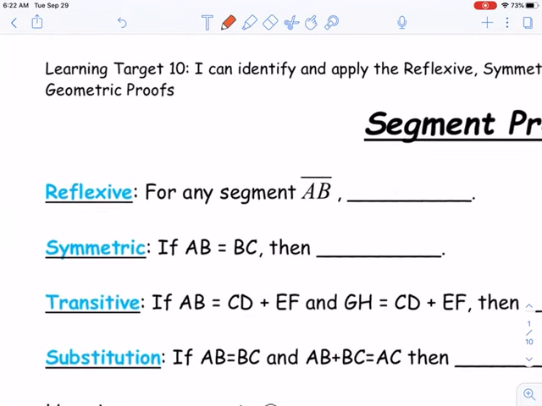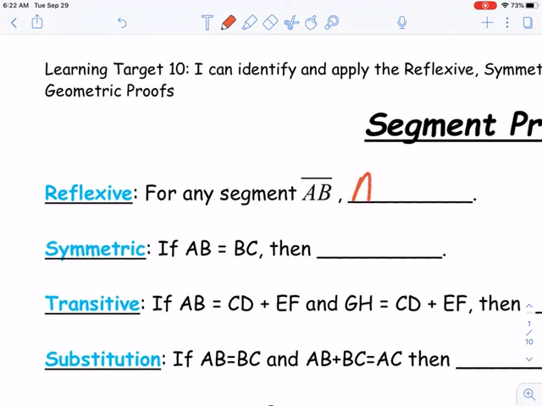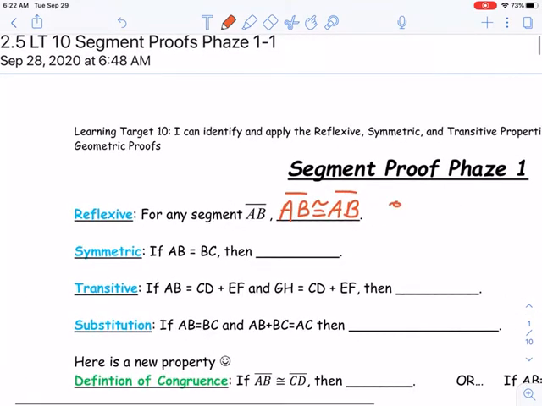So reflexive property. For any segment, AB is congruent to AB. You're basically saying a segment is congruent to itself. Obvious, right? In all truthfulness, we're not going to use it too much this unit. It's not that important in Unit 2, but it is important in Unit 4. We use it like a billion times, so that's why we're practicing it so much right now.